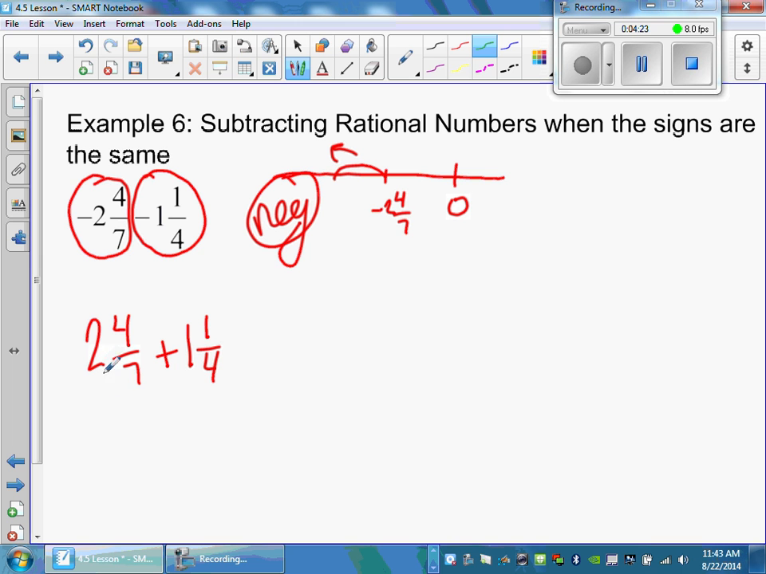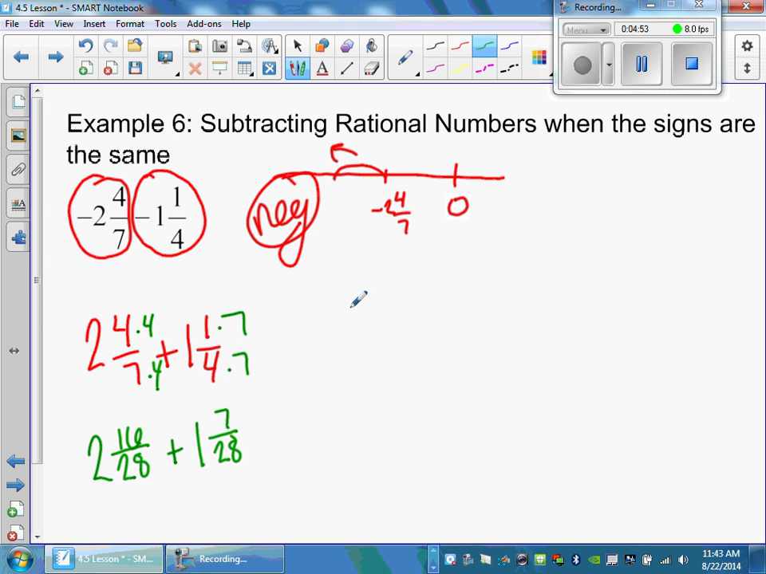Alright, so we need a common denominator. We have 2, and then 7 and 4 both go into 28. I multiplied 7 by 4 to get the common denominator of 28. When I do the bottom, I have to do the top. 4 times 4 is 16, plus 1. 28 is our new denominator. So 4 times 7. When I do the bottom, I have to do the top.